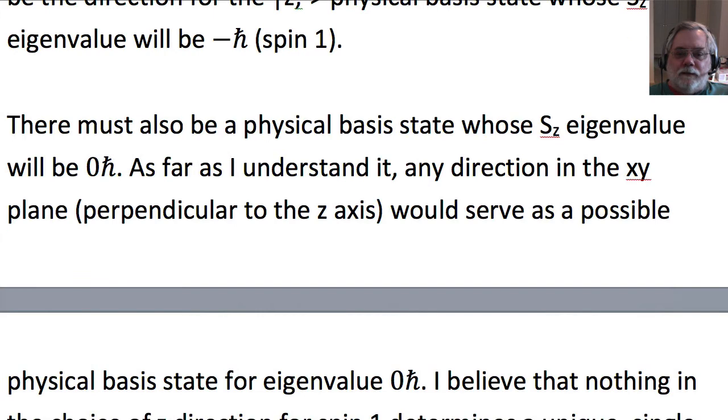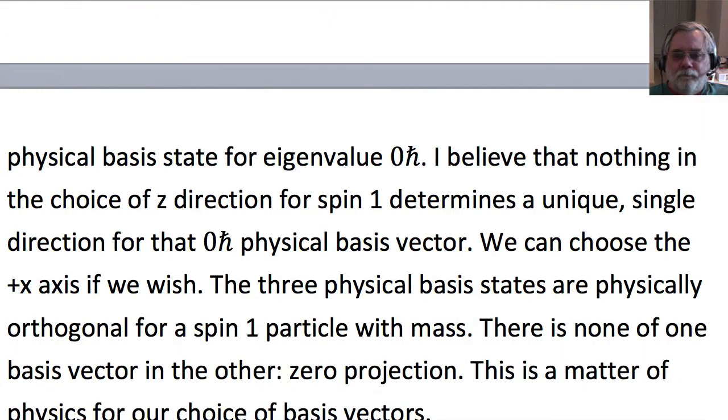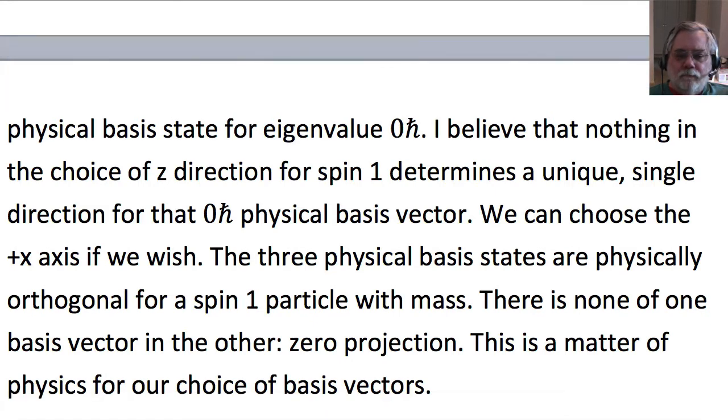There must also be a physical basis state whose SZ eigenvalue will be 0 h bar. As far as I understand it, any direction in the xy plane perpendicular to the z-axis would serve as a possible physical basis state for eigenvalue 0 h bar. I believe that nothing in the choice of z direction for spin 1 determines a unique single direction for that 0 h bar physical basis vector. We could choose the plus x axis if we wish.